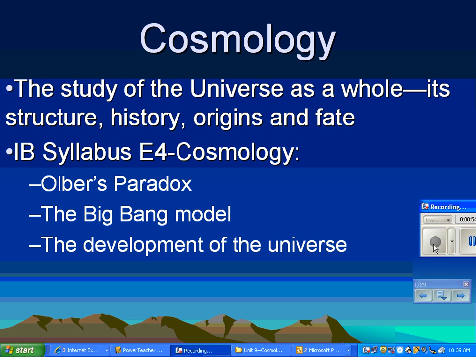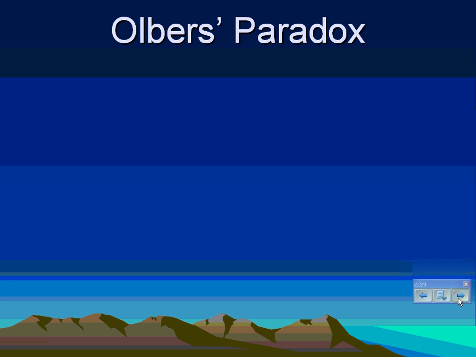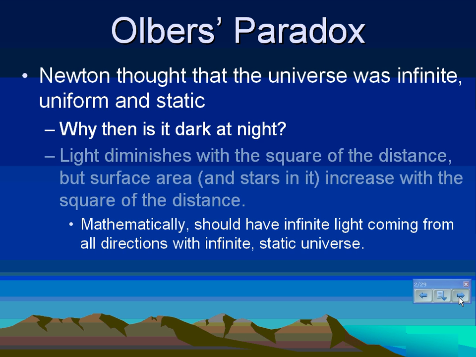Olber's paradox. Here's the idea, though. Okay, let's go back to the age of Newton. Newton thought that the universe was stationary, was infinite, and did not change. And that makes some sense if you think about it, because really, when you look outside, the stars appear pretty much the same year after year after year. And so that was his thought.